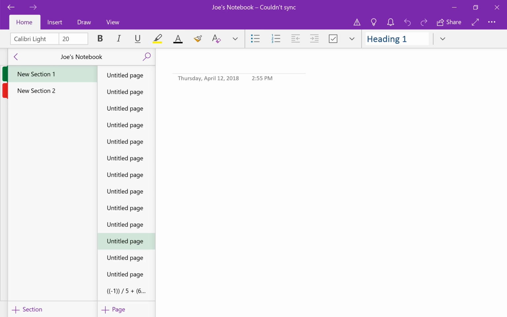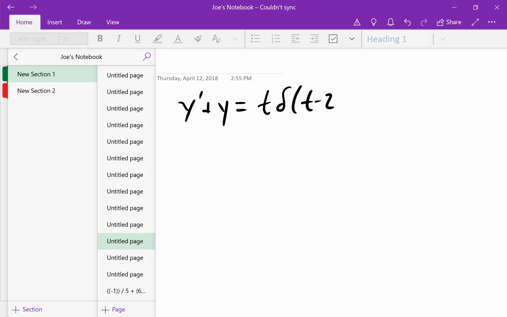Alright, so we're going to use Laplace transforms to solve a problem that has a Dirac delta in it. So let's look at y prime plus y equals t times the Dirac delta function of t minus 2. The initial condition is y of 0 equals 0.